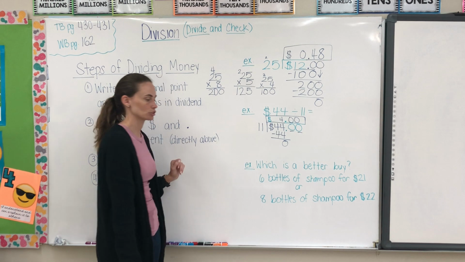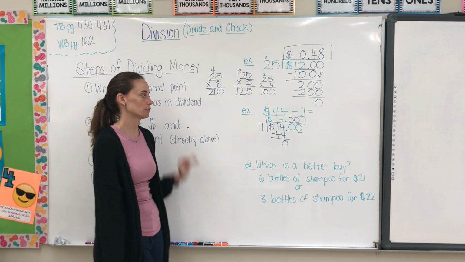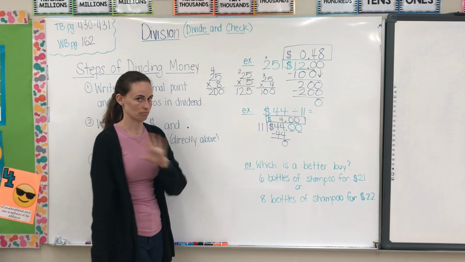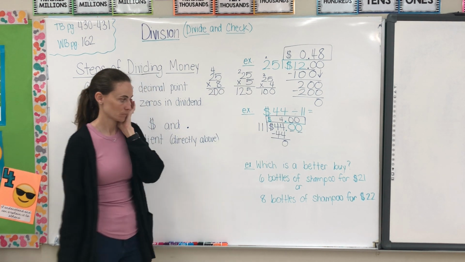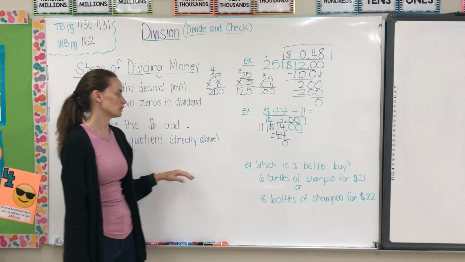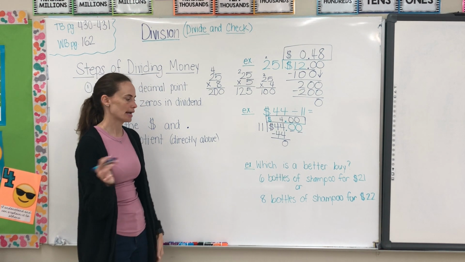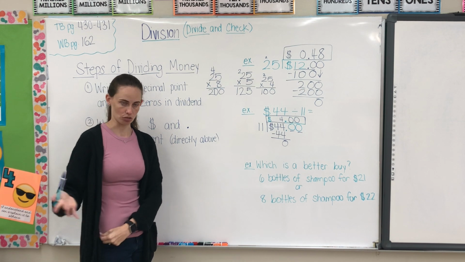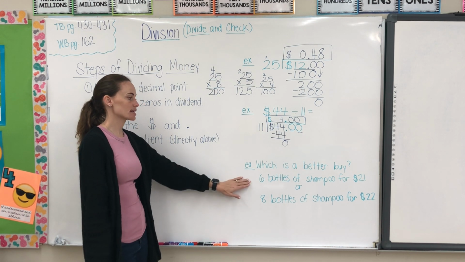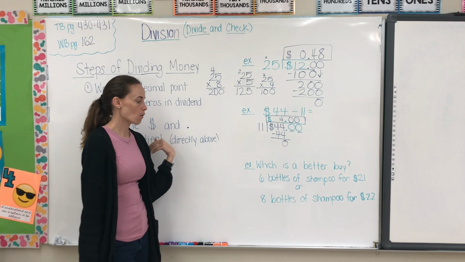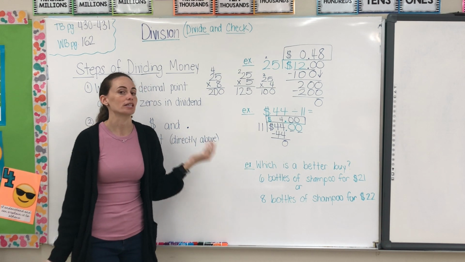So we have $4. Okay, make sure you put the decimal point and the 2 zeros and the dollar sign, always, because we're doing money. Okay, another type of problem that they would give you is they give you 2 options. Like let's say you're in a store and they have different promotions, right? So this one, it says 6 bottles of shampoo for $21 or 8 bottles of shampoo for $22.